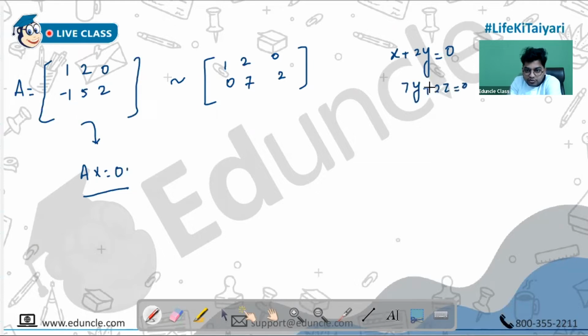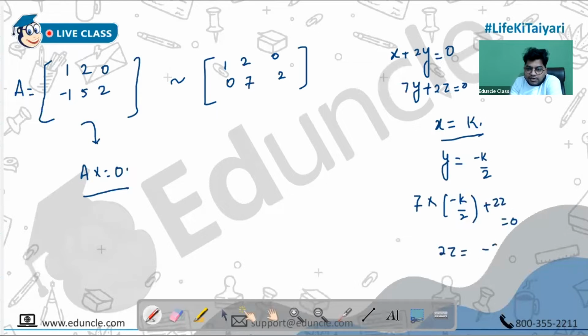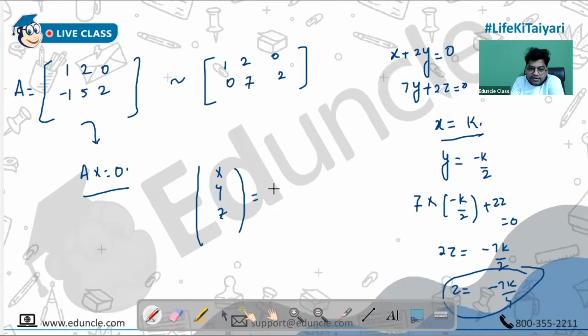and this is 7y plus 2z is 0. So you can put one variable as a free variable. I am going to take x equal to free variable, that is k. If x equal to k, then y is equal to minus k by 2. Then 7 into y, that is minus k by 2, plus twice z equal to 0. So twice z equal to minus 7k by 2, so z is equal to minus 7k by 4. So you have the nullity x, y, z, that is k times of 1, minus half, minus 7 by 4.